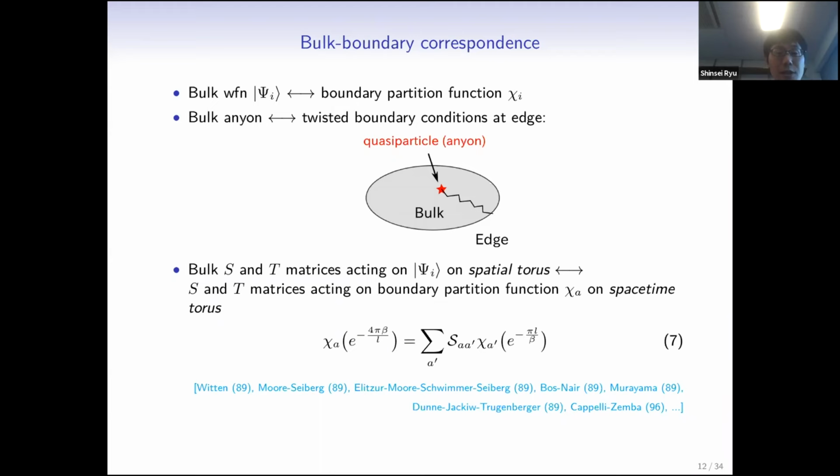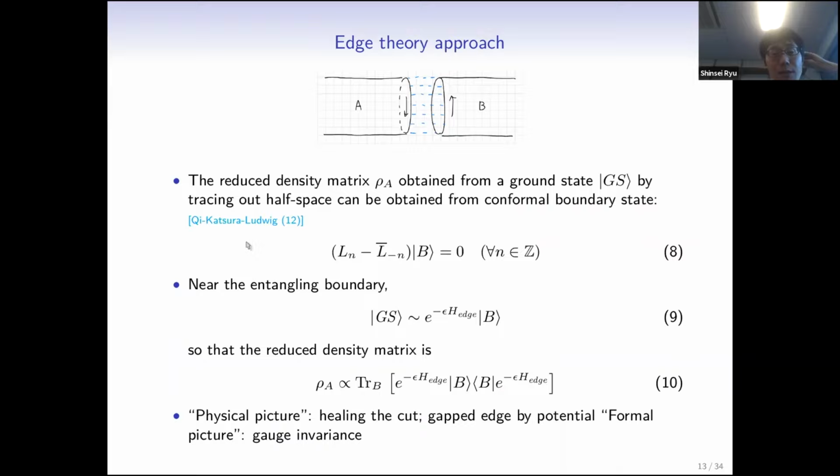The topological entanglement entropy calculation from the point of view of the boundary has been discussed, for example, in this paper. So I would consider the following setup. I consider the topological states living on a spatial cylinder, let's say an infinite cylinder for simplicity. And I'm going to make a partition. I make an entanglement boundary here to partition my system into region A and region B. So this is the entanglement boundary.